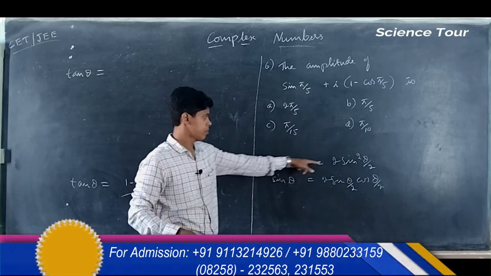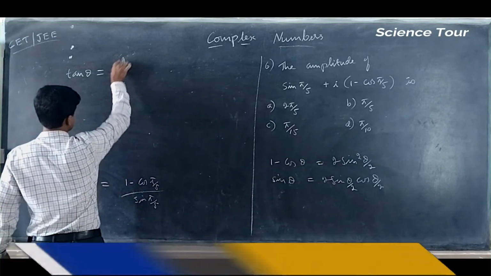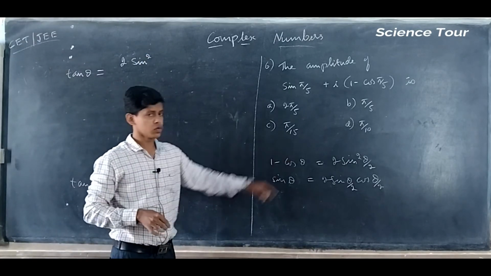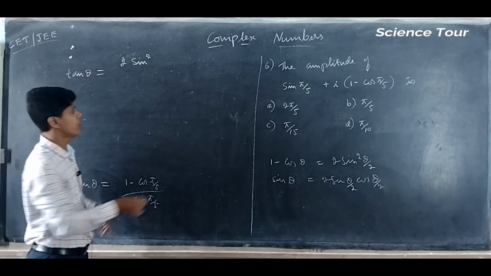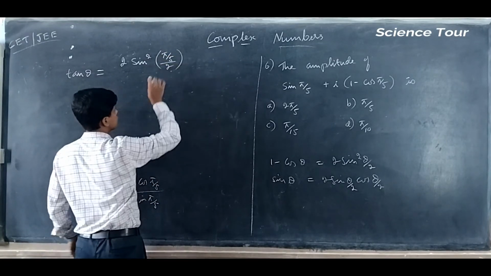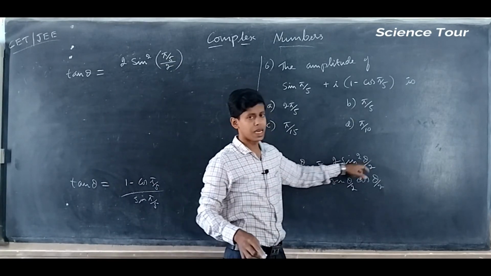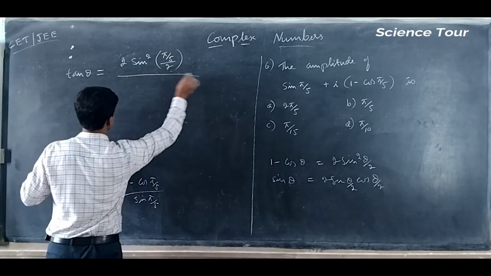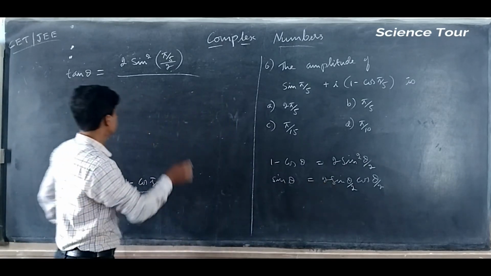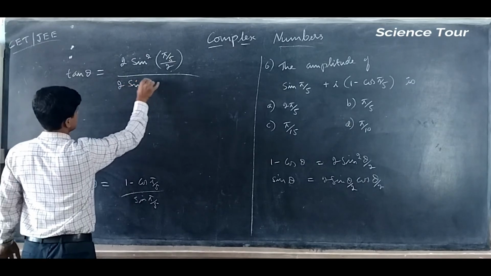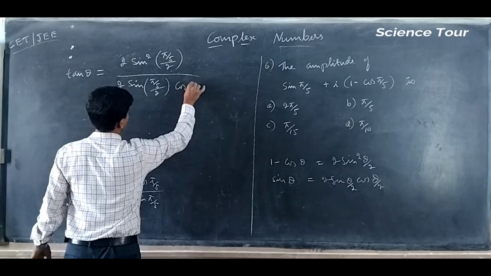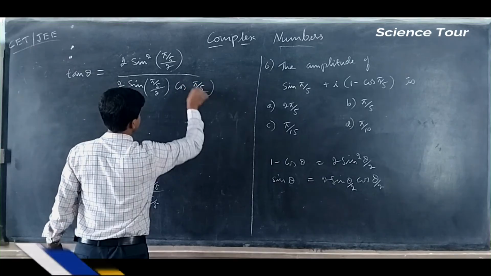What are you going to write here? 2. Yes, and then sin square, and then theta by 2. Theta is pi by 5, so pi by 5 by 2. So theta by 2 is what you have to write. Please remember that. And that is the sin theta formula: 2 sin theta by 2, pi by 5 divided by 2, and cos theta by 2, again pi by 5 divided by 2.